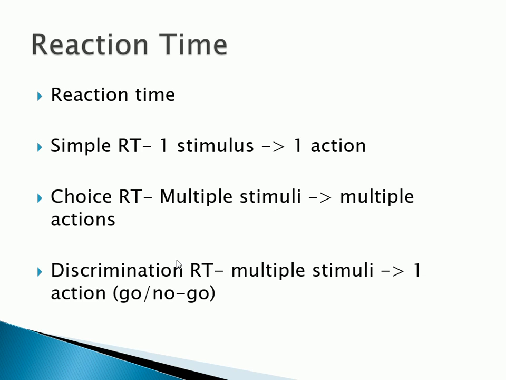So imagine a situation where there are multiple stimuli. The computer screen could turn to red, it could turn to green, it could turn to blue, but I'm only supposed to push the button when it turns to green. So this is a go or no go task where I need to recognize should I be moving or not.